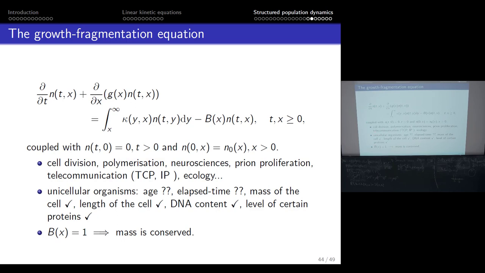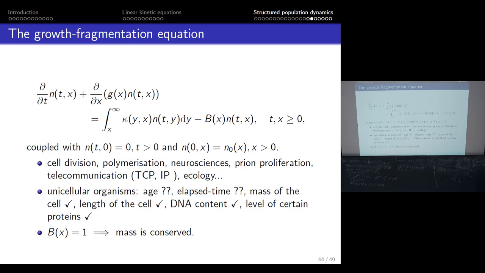In that setting, we will take the structuring variable as some mass of the cell, or some amount of certain proteins, or DNA content, or length of the cell, or whatever is relevant here. These kinds of equations have of course many applications, like in cell division, polymerization, neurosciences, prions, and even in some telecommunication networks, and some applications in ecology as well. So there is a huge amount of previous work which I didn't write.